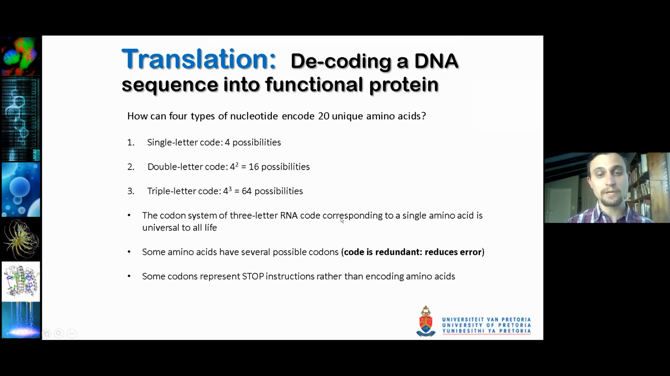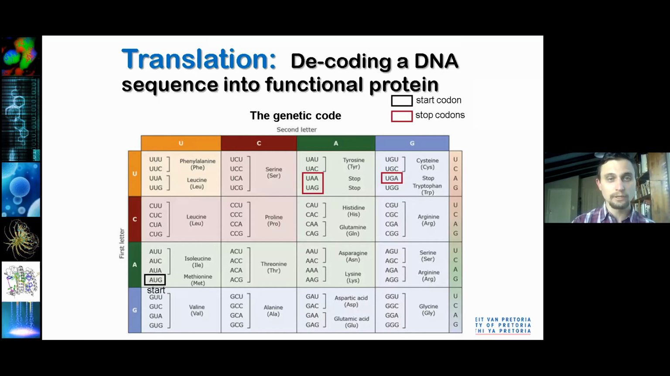This leaves some space for a stop and the start codon, and there's also some redundancy, so different codons can translate to the same amino acid, which is then also used to reduce errors. So here are all the different amino acids and all the different triplets that relate to them. And I know that I'm going a bit fast over this.